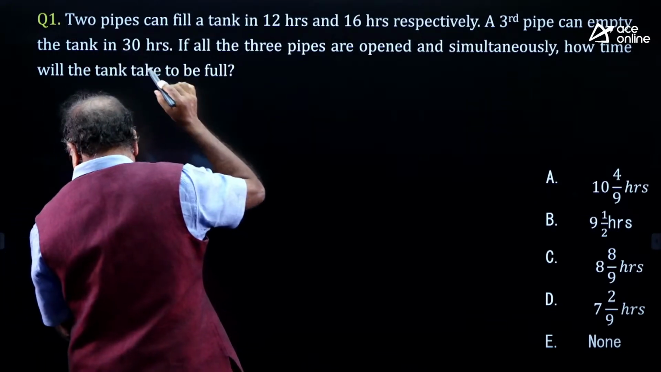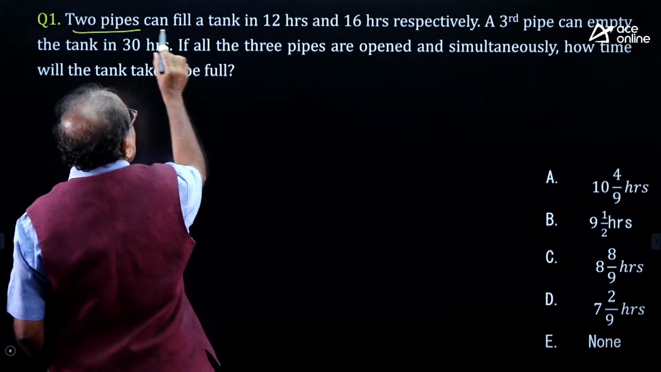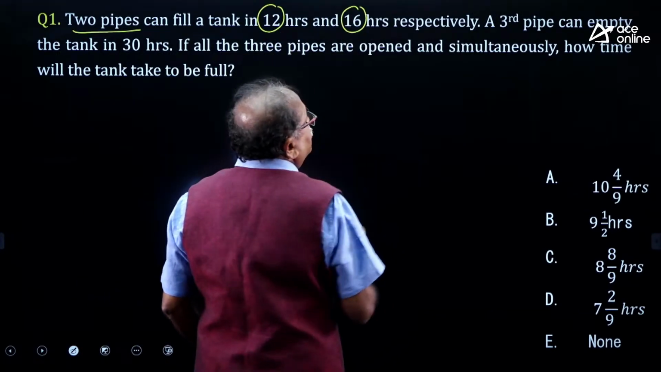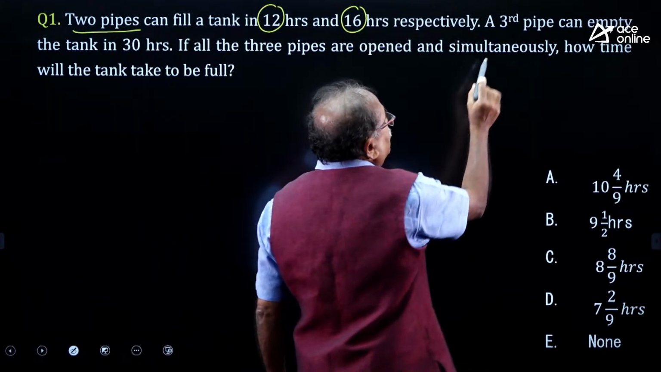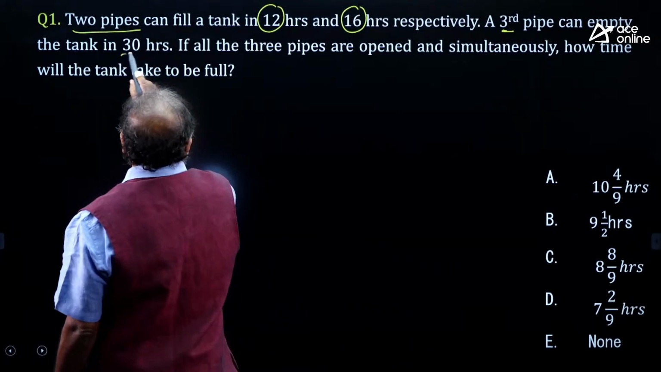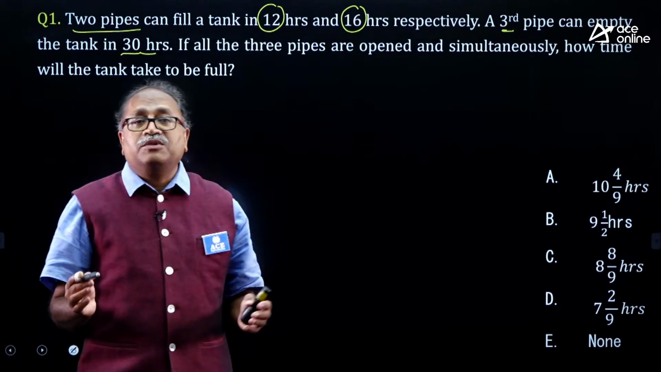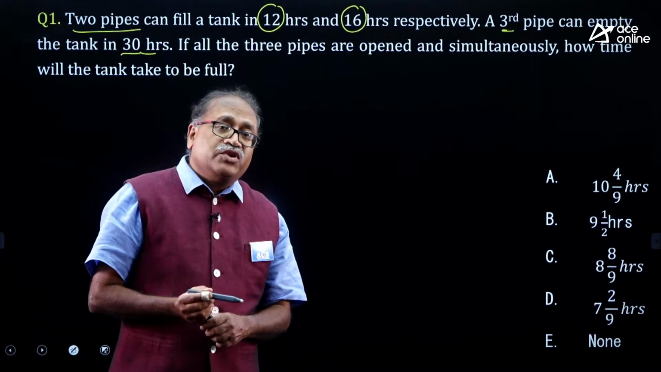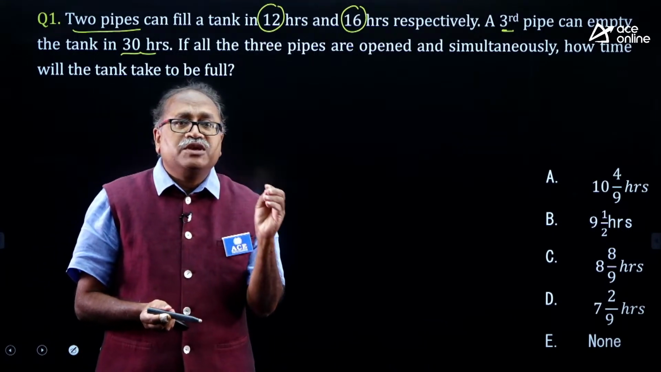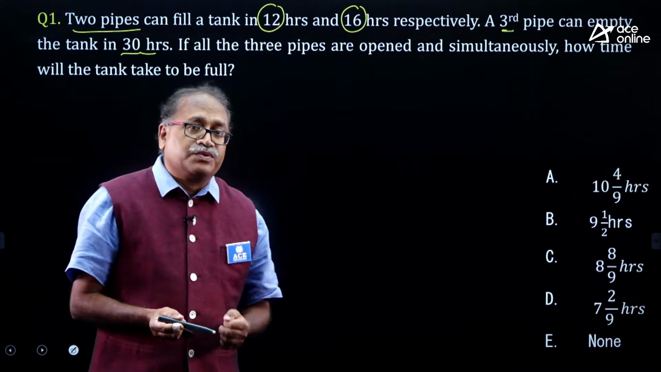There are two pipes that can fill a tank in 12 hours and 16 hours. A third pipe is also there which can empty the tank in 30 hours. If all three pipes are open simultaneously, how much time will it take to completely fill the tank? It is a very basic question, and after that we will move on to a little typical question.